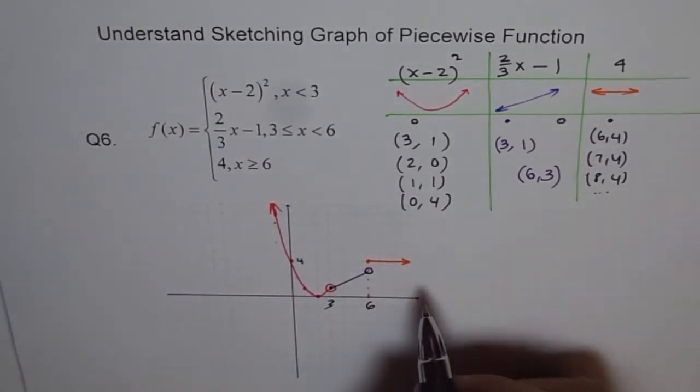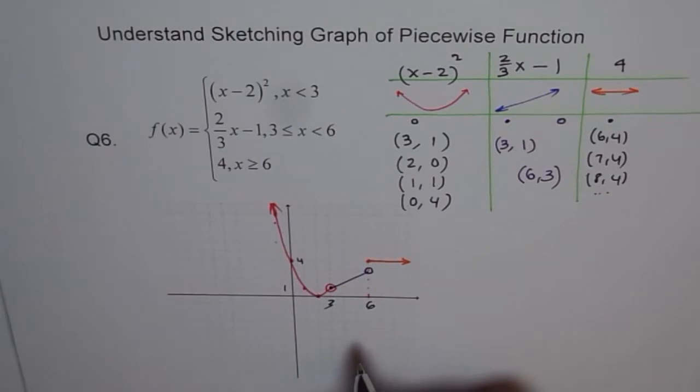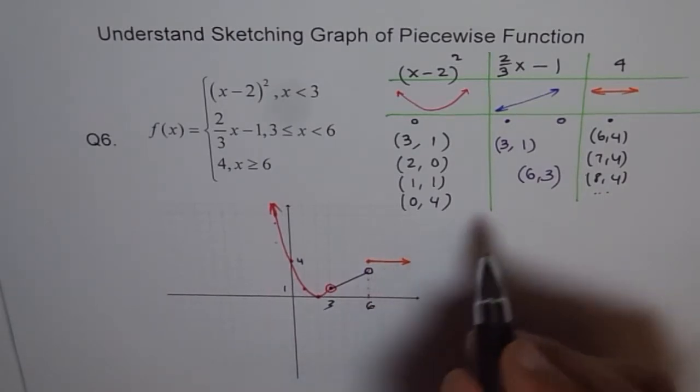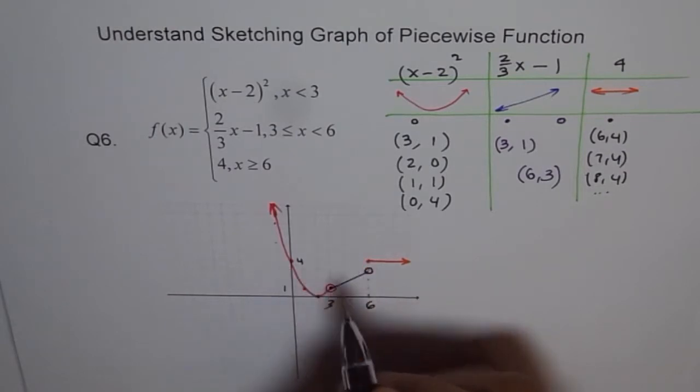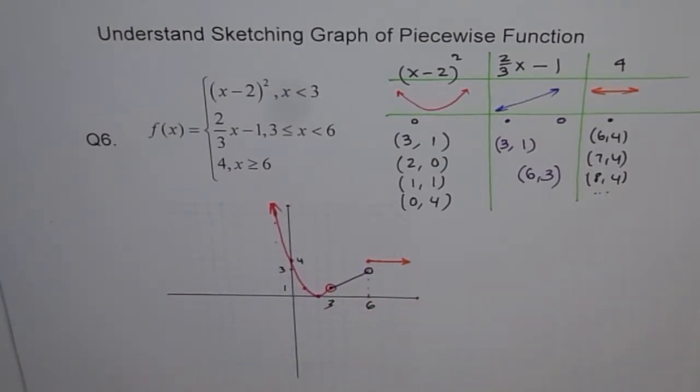Okay. And this point is 3 and 1. Let's write 1. Good. And this is 6 and 3. And that is 6 and 4. Okay, we'll write 4 here, and this is 3, of course. Correct. So that's our equation. It seems to be perfectly fine.